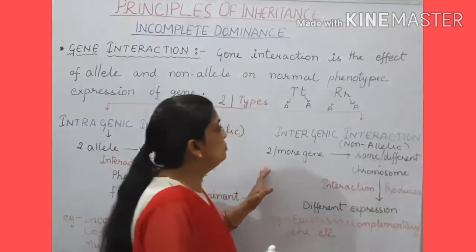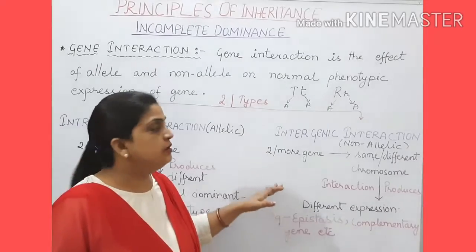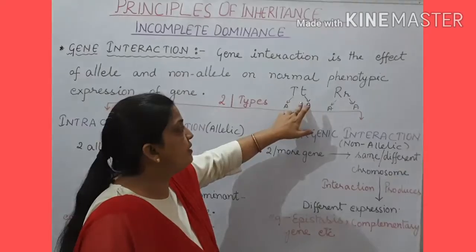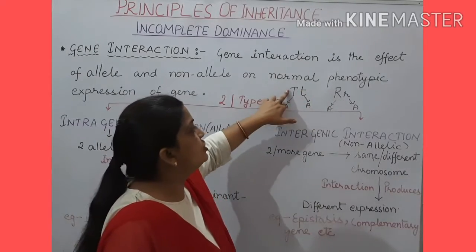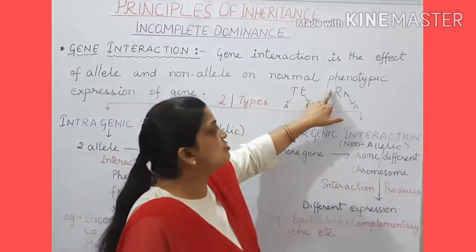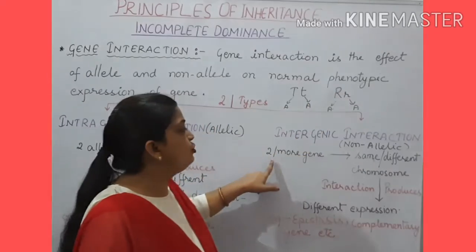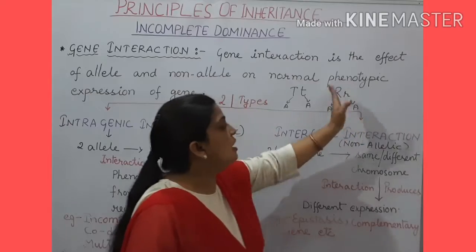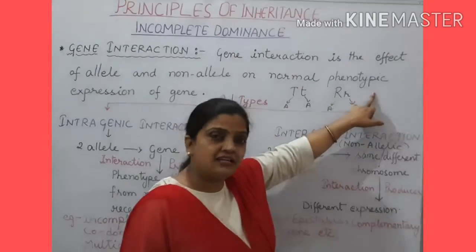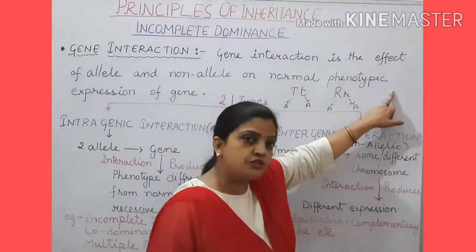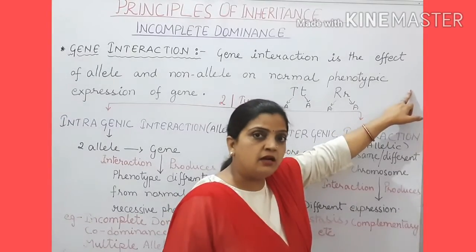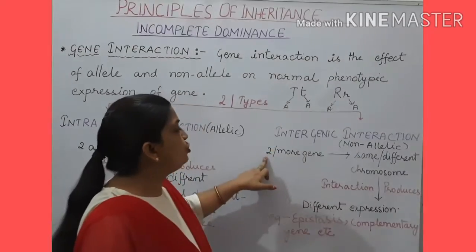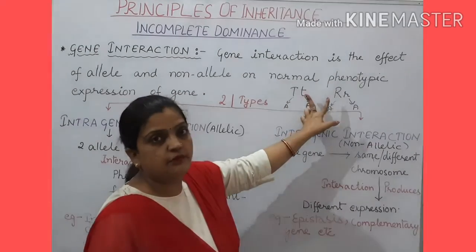Now if I move on to the intergenic interaction, what does this mean? This is non-allelic. Now I will be comparing the two genes, the gene for height and the gene for shape. So when two or more genes, after this I can take flower color, position of flower, stem color, anything I can take over there. Here I have taken the example of two genes.